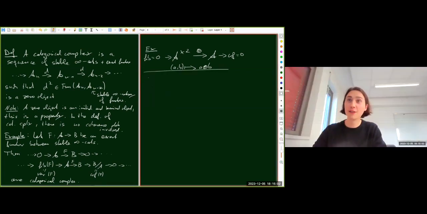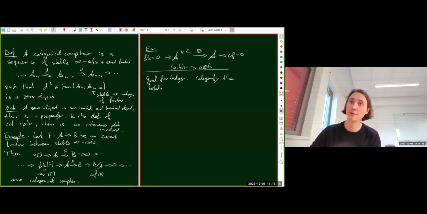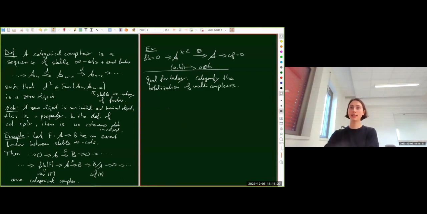Okay, so the goal for today, let me formulate it as follows, is to categorify the totalization of multi-complexes. And for that, we will start with a detour.